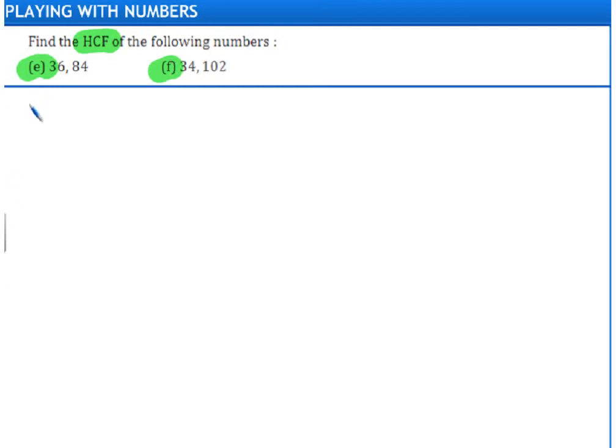Let's begin with the solution. And first let us find the HCF of 30. Now we will find the HCF of 36 and 84 with the help of prime factorization method.